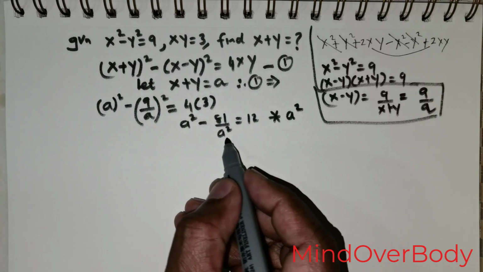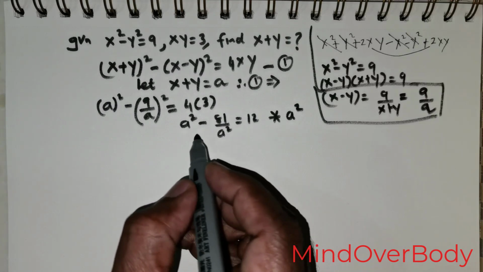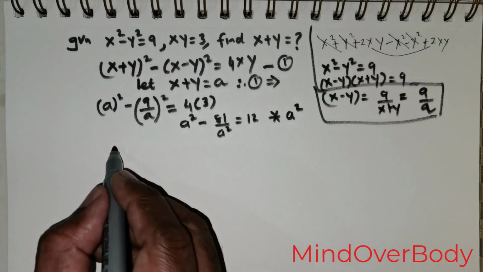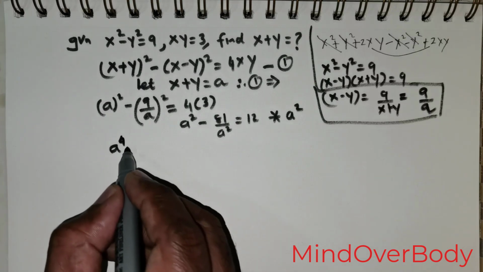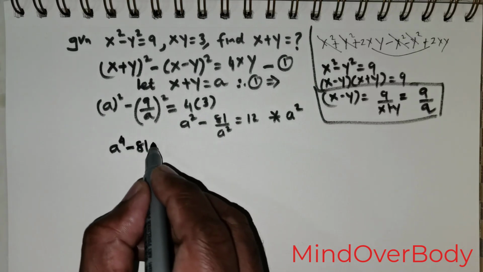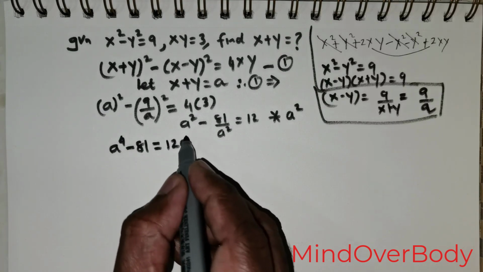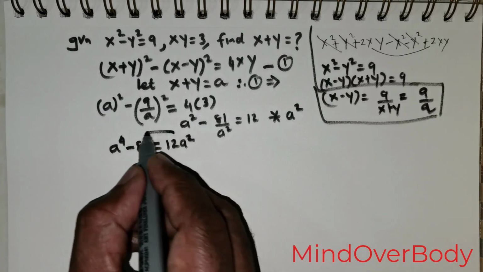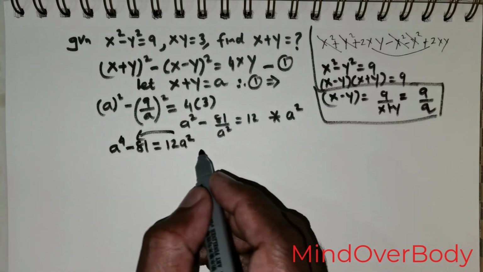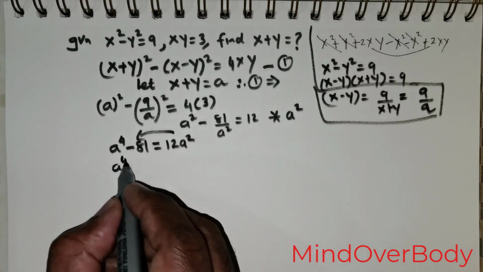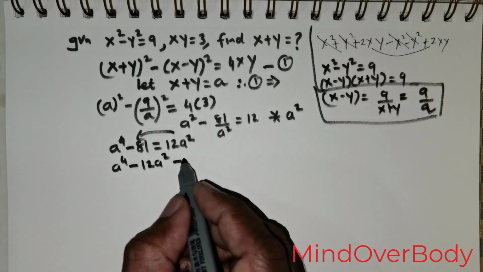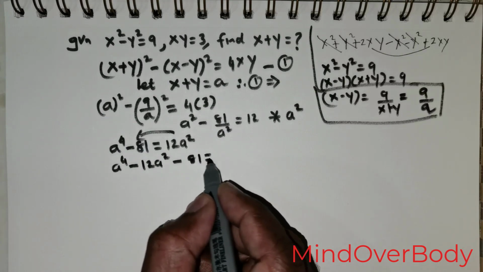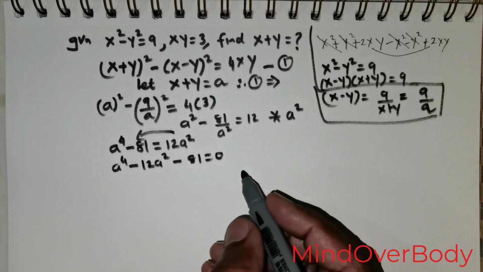Why am I doing it? I need to get rid of this denominator a². So I would now have a⁴ − 81 = 12a². Now I can bring this 12a² to the left. That would mean I now have a⁴ − 12a² − 81 = 0. So this is what I've got.